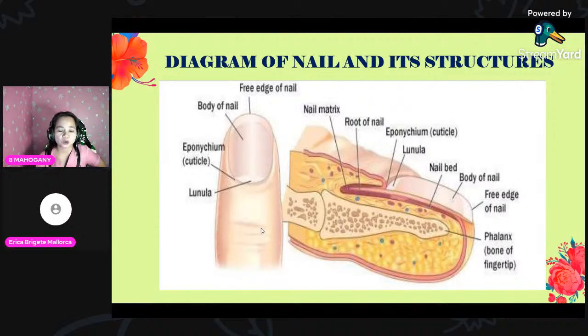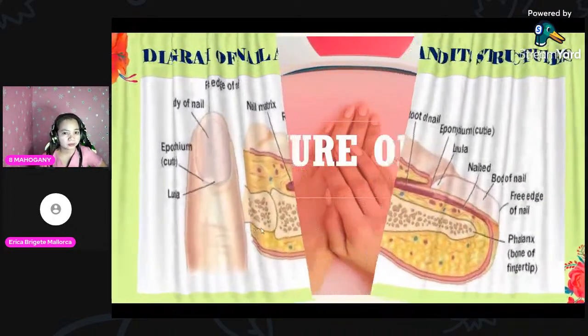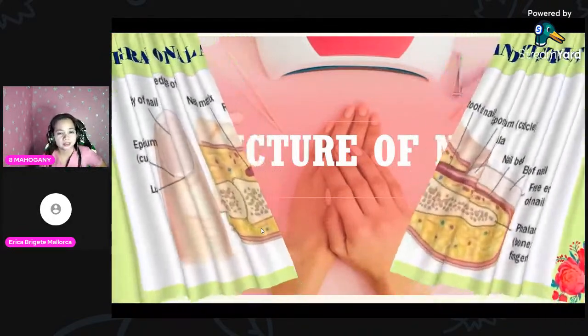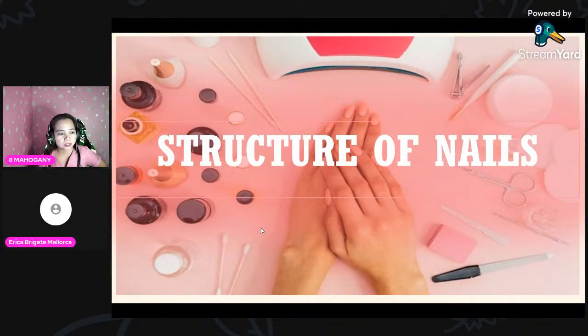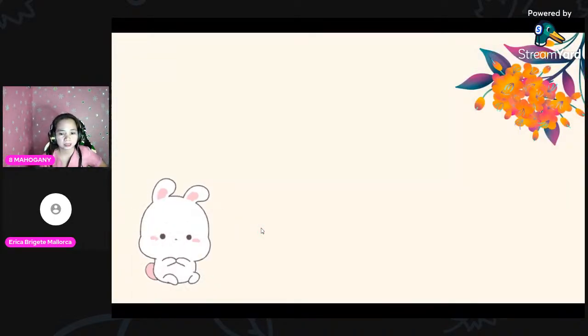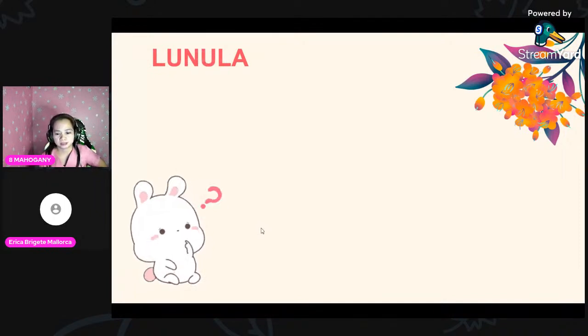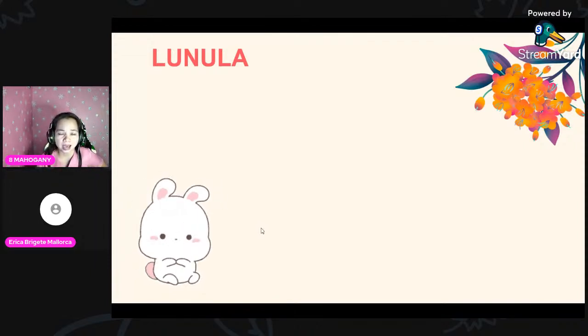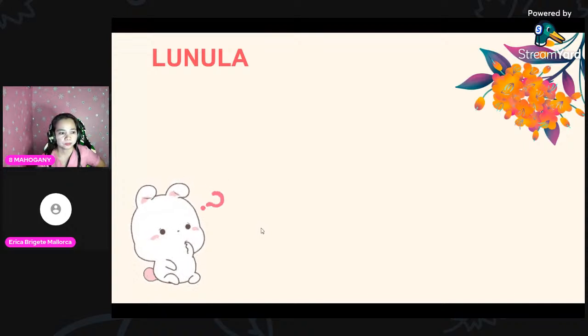So let us check. We are going to define the different parts of the nail. Ano yung functions? Bakit? Saan po siya nakikita? Okay po. Okay, the structure of the nail. Okay, so we have the first one. Okay, when we say lunula, what is lunula? Sorry. If you have an idea, what is the meaning of lunula? That is part or the structure of the nail.